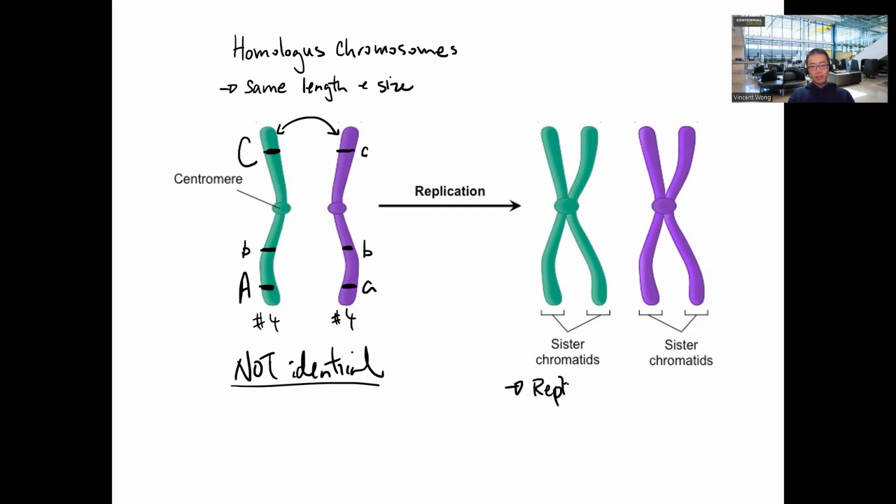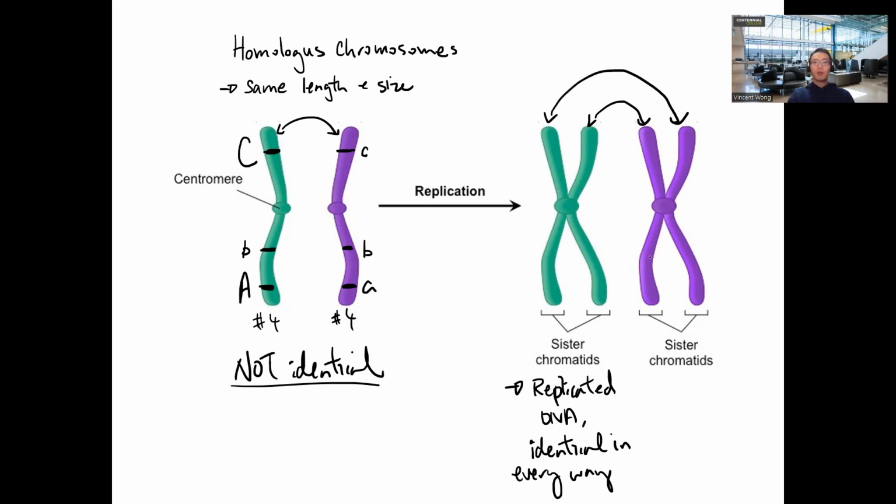Replicated DNA, okay? Identical in every way. In every way. So you start with one chromosome 1 from mom, and now you have two chromosome 1 from mom. And then same thing for the paternal one, for dad. These ones, they are still homologous. But the ones that are connected together, they are sister chromatids.